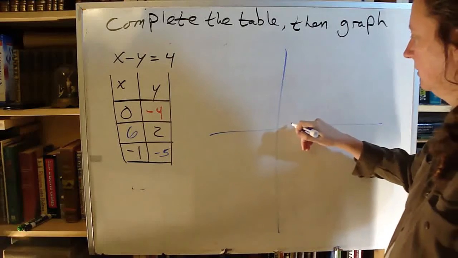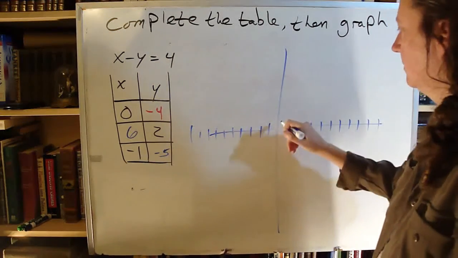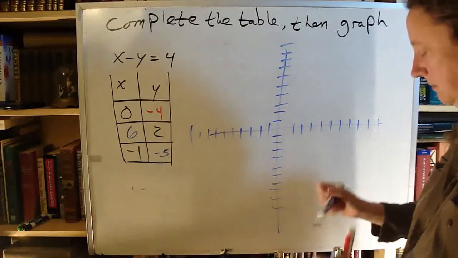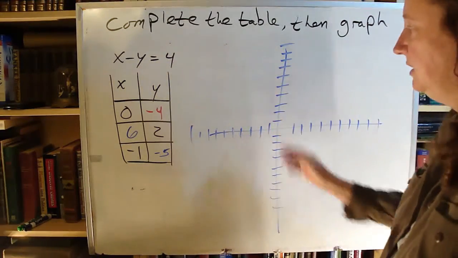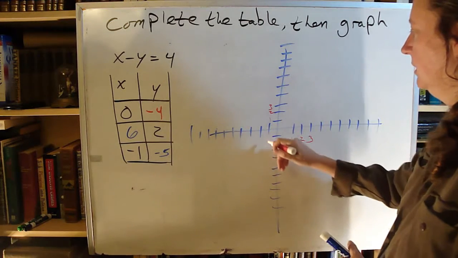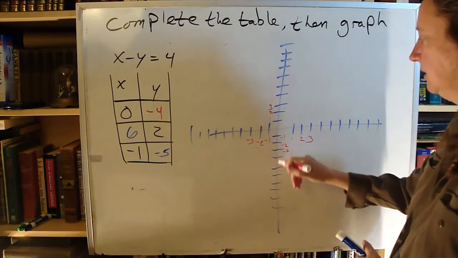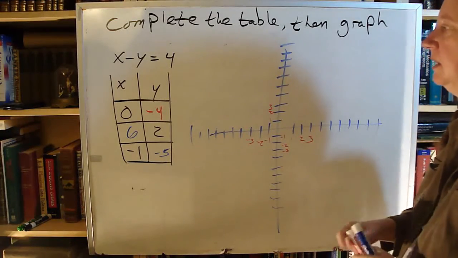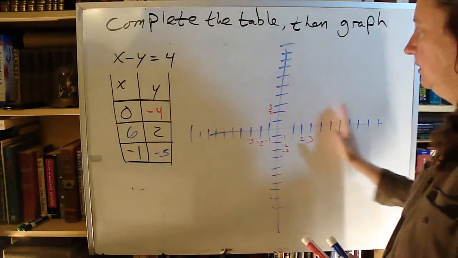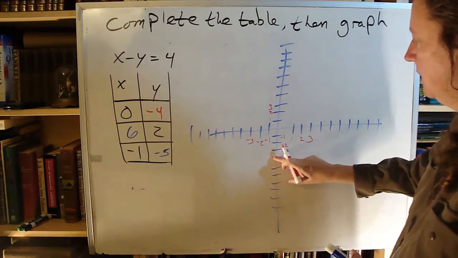Need a little graphing space. So I counted to 10 in each direction, and I counted by ones. So that's 1, 2, 3. Negative 1, negative 2, negative 3. So I'm taking my ordered pairs. X is 0, y is negative 4. So I count down 1, 2, 3, 4, and that's where I want to put my dot.